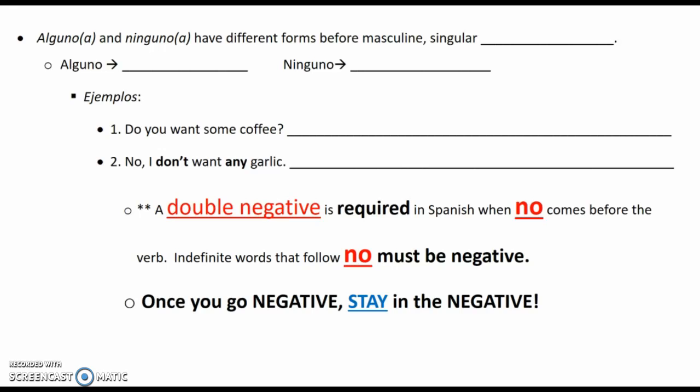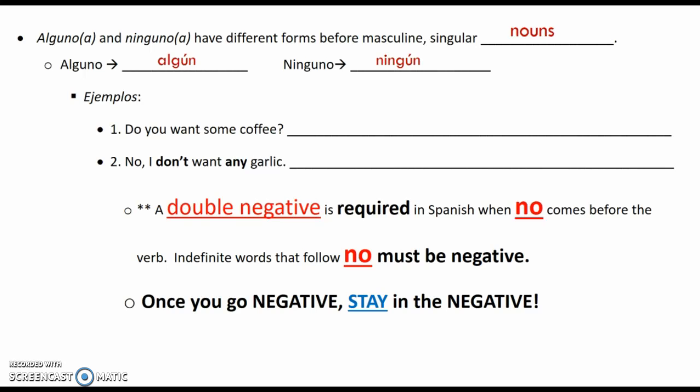Alguno y ninguno se puede usar en la forma femenina, masculina, singular, plural también. So you have to, of course, recognize that alguno y ninguno have to agree with the noun. Alguno becomes algún, and ninguno becomes ningún if it's used before a singular noun. So we don't often use the word alguno. We change it to algún if the word is singular.